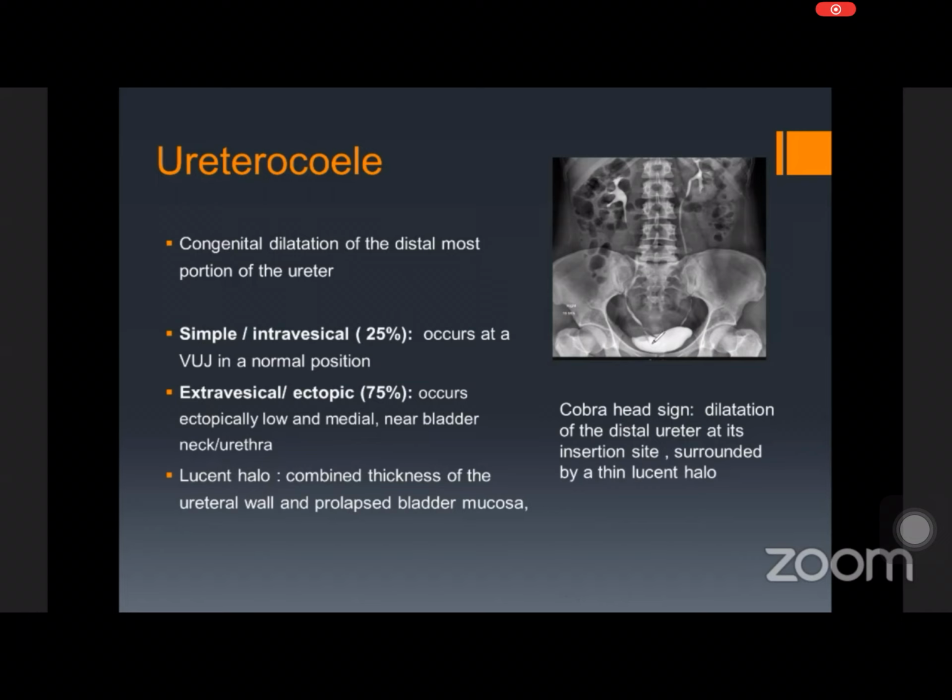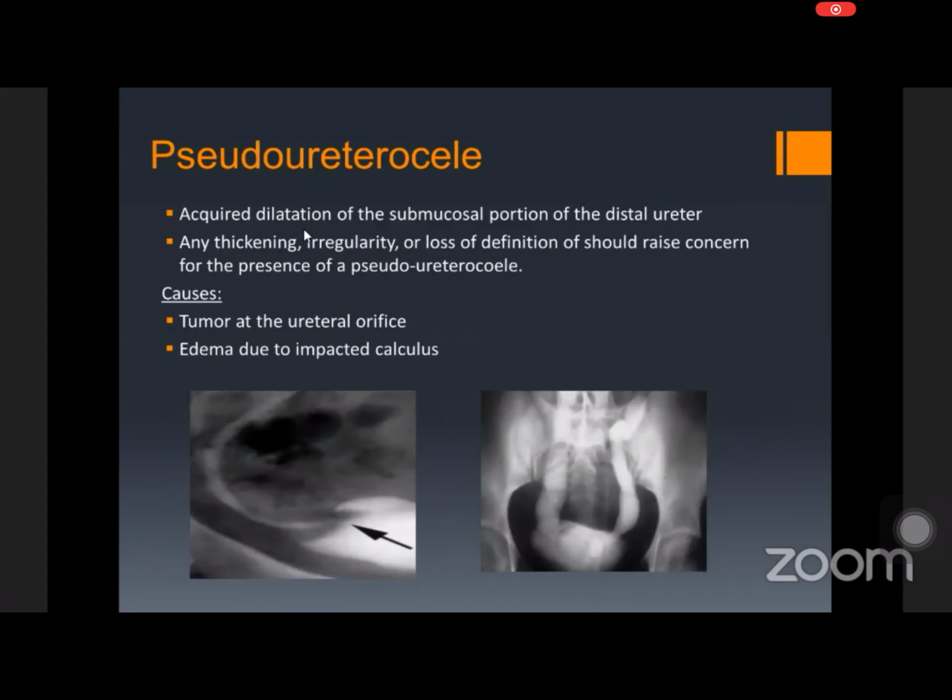So what is this thin radiolucent halo? It's nothing but the combined thickness of the ureteric wall and also there is some prolapse of the bladder mucosa. So it represents the combined thickness of the ureteric wall and the prolapsed bladder mucosa. So ureterocele should be distinguished from a pseudo-ureterocele, because ureterocele is usually congenital, whereas pseudo-ureterocele is often acquired.